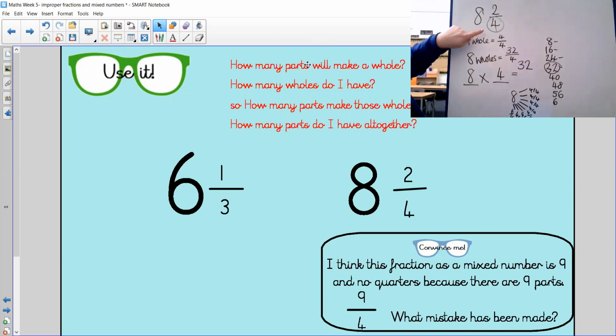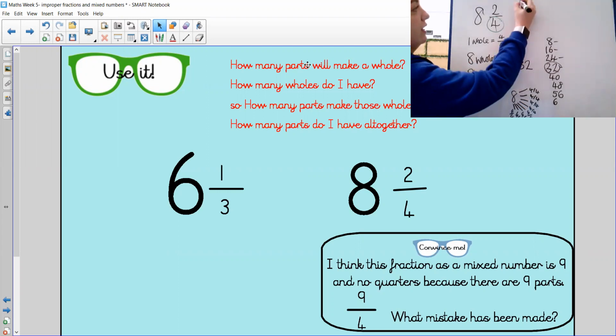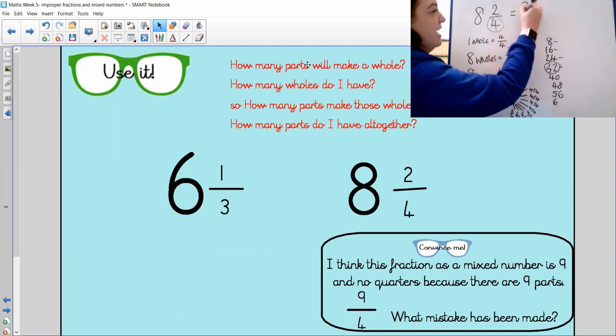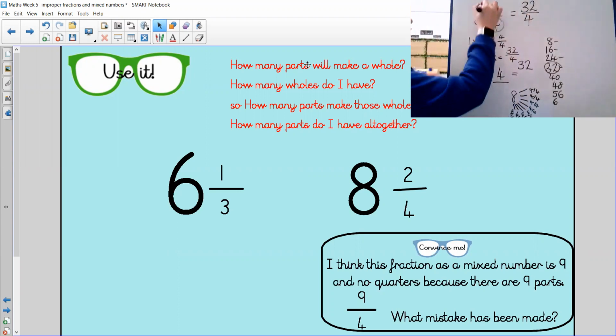So how many parts make up my whole? 4 parts make up my whole. I've got 8 of them, so I'm going to do 8 times by 4, because I've got 8 lots of those 4 parts, which is going to give me 32 quarters. So am I finished with 32 quarters?